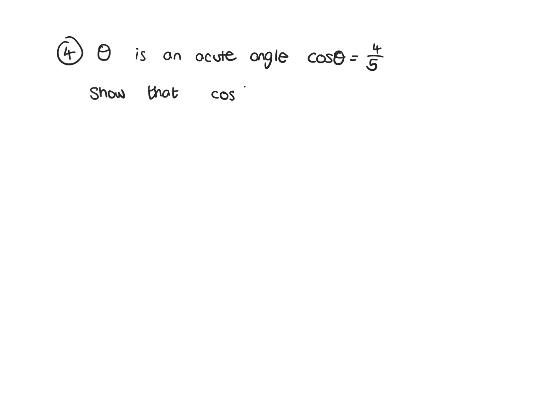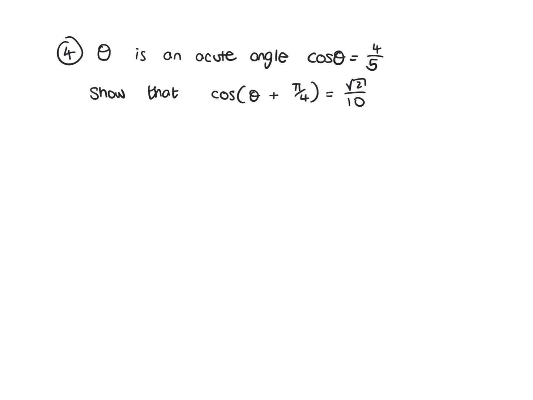Okay, last question then. I'm going to tell you that theta is an acute angle and that cos theta equals 4/5. The question is to show that cos of theta plus pi over 4 equals root 2 over 10. So again, copy that down, pause it and have a go at this question, and then you can unpause and have a look at the answer in a second.